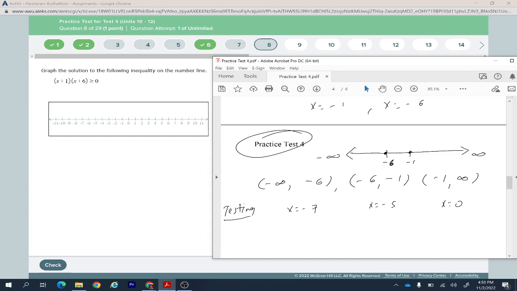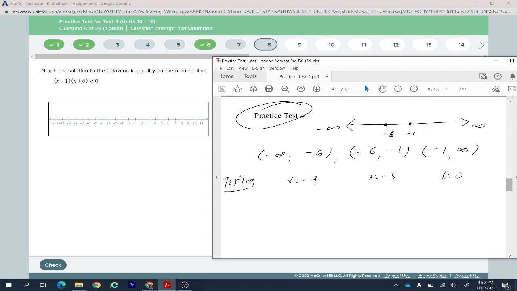Okay, and now find out the value of this product. What happens to this product at x equal to -7? If I put x equal to -7 here, the first factor would be negative, the second factor would be negative. The first number is -6, the second number is -1. Negative times negative is positive. So that means this product would be positive on this interval.